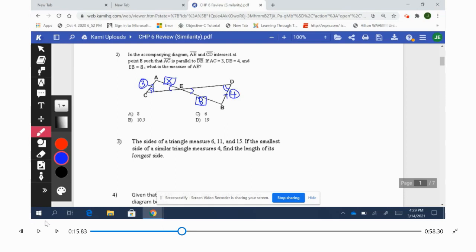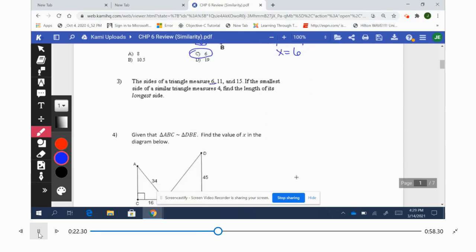So now I'm going to create my proportion. 3 over 4 equals x over 8, and I'm just showing that I decided to put the smaller triangle on top. Be consistent with which one you put on top and see that through. So x is 6.